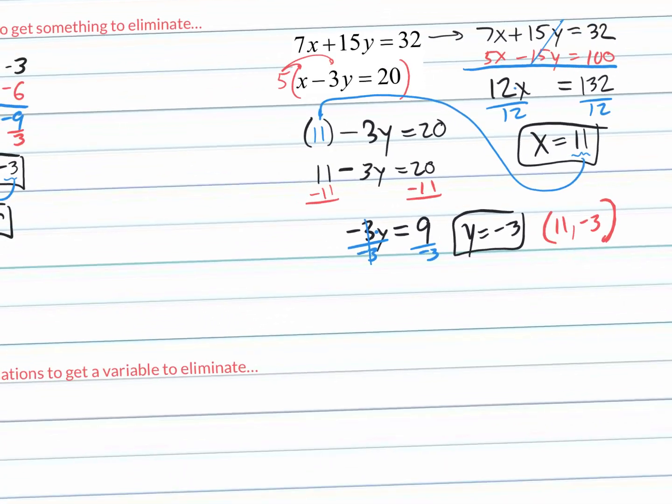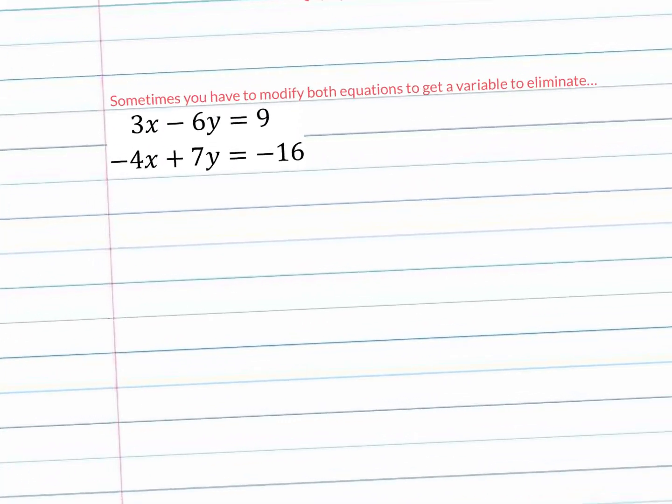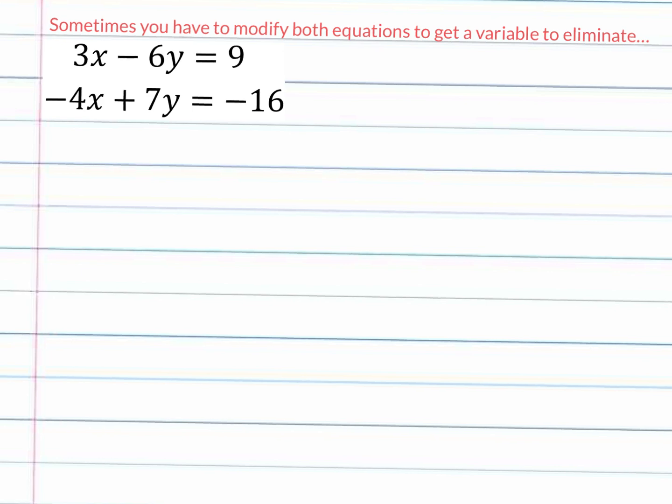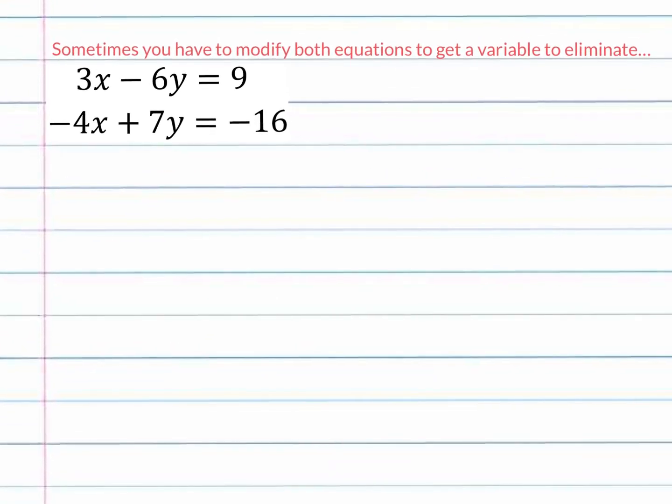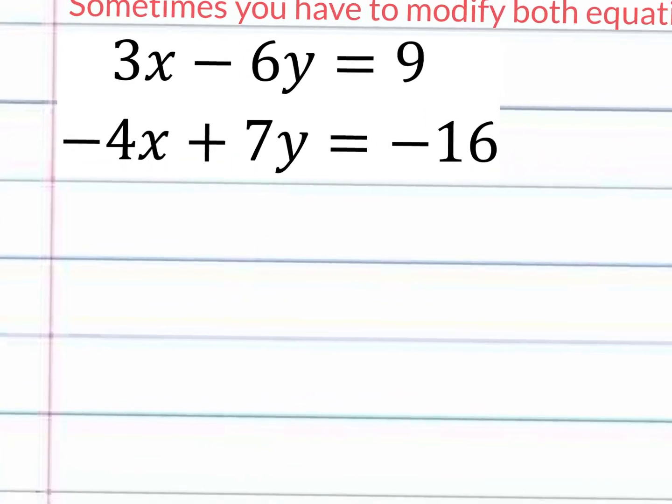Now, there will be the most challenging times where we have to modify both equations to get a variable to eliminate. Sometimes you have to modify both equations. So again, we're going to look at both paths to the same place. If I wanted to cancel out x's, I would need this to be a positive 4 to cancel out with a negative 4, but that doesn't work. I would need this to be a negative 7 to cancel out with a positive 7, and I can't do that. So you're going to have to modify both.